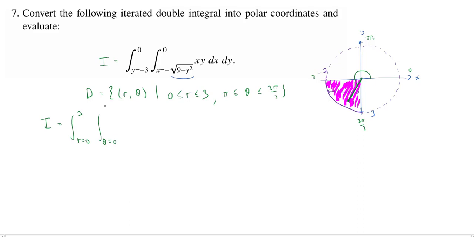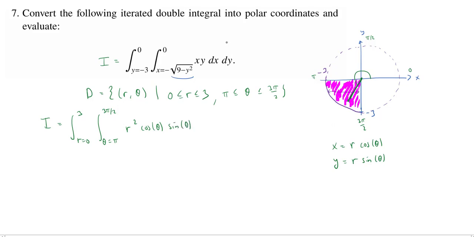Theta goes from pi to 3 pi over 2. All right, now we have this xy, and that's not written in terms of r's and thetas. So we need to use our conversion rules. So x converts into r cosine theta, and y converts into r sine of theta. So x times y will convert into r squared cosine of theta sine of theta.